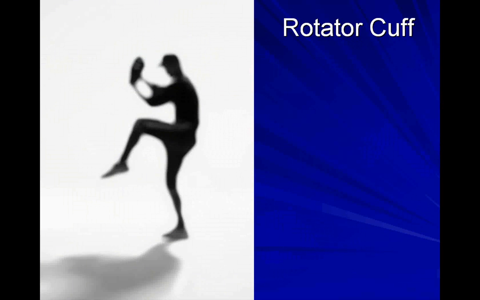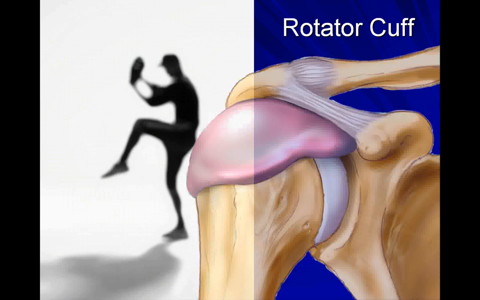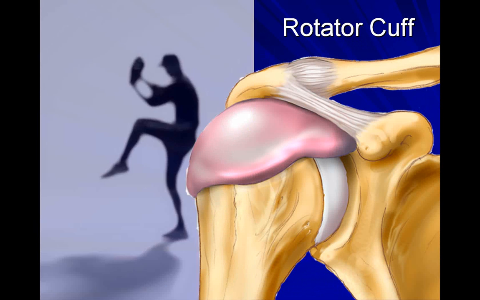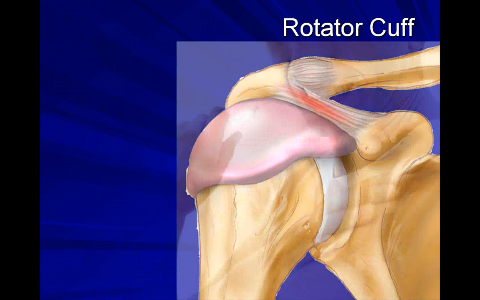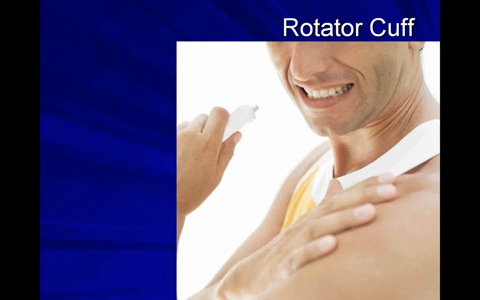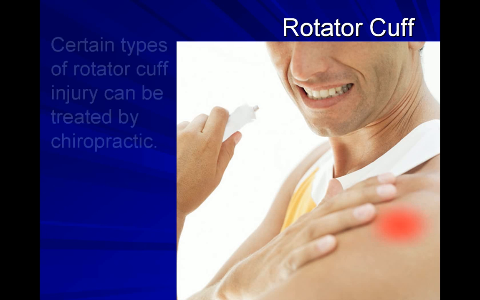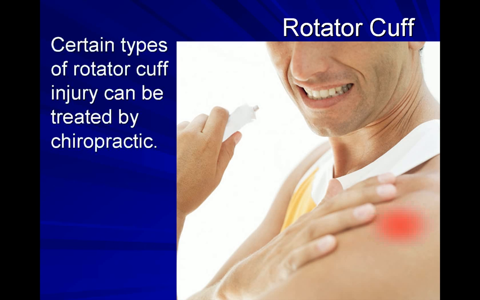Rotator cuff pain occurs when any of the four rotator cuff tendons become inflamed, stretched, or torn. When this happens, even the slightest movement of the shoulder is painful. The range of motion in the joint can become quite limited, and joint stability is decreased. Without proper treatment, the condition worsens and immobility increases. Certain types of rotator cuff injury can be treated by chiropractic.